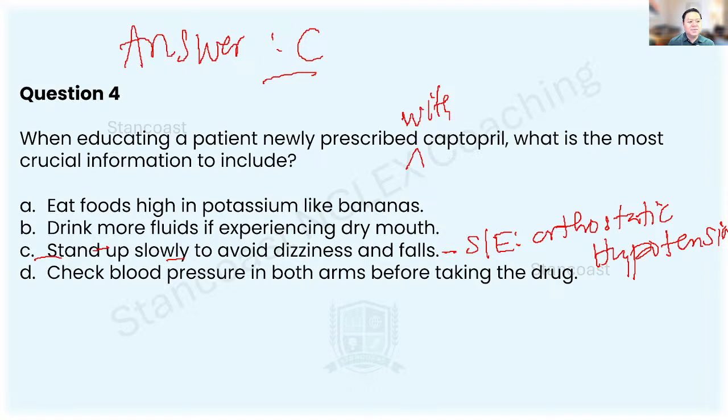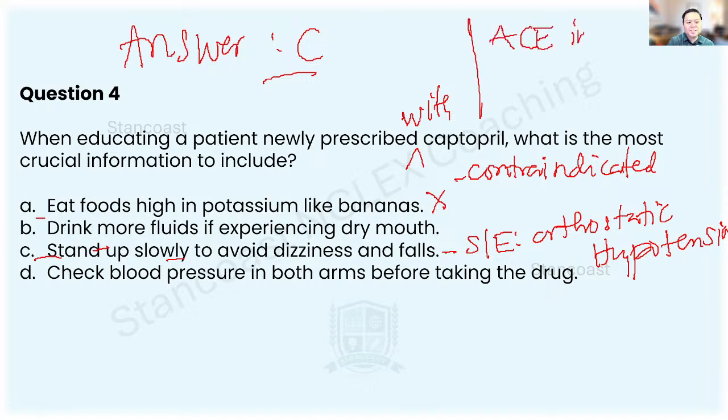So let's take a look at letter A. What is this letter A? Eat foods high in potassium like bananas. It is going to be contraindicated. Why? Captopril is an ACE inhibitor, and you know that it can cause an increase in the potassium level. We don't want to really do that. It's not going to help the patient.